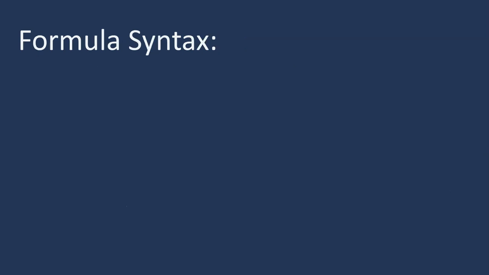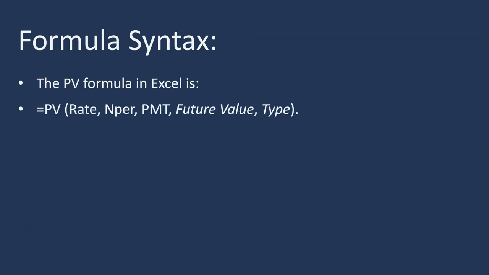The formula syntax for the PV function in Excel is PV, which has to have an equal sign ahead of it like all functions in Excel. After that, the open parentheses, the rate of interest, the number of periods, payments if there are any, future value, and type. And you'll notice the last two I've put in italics.